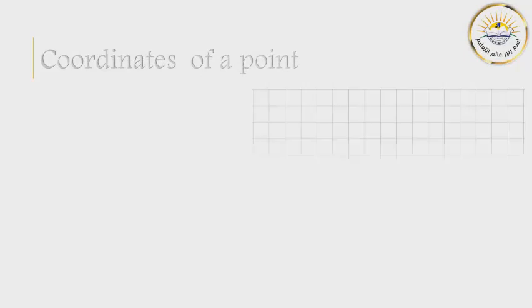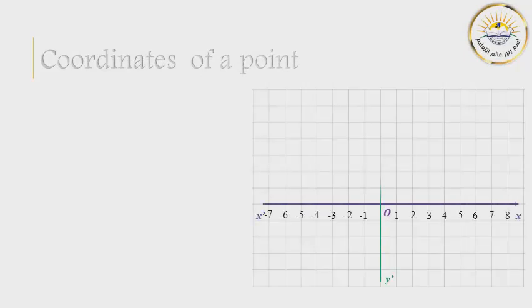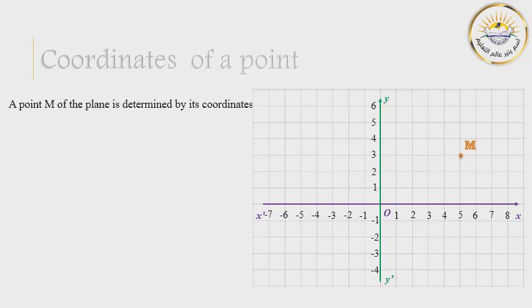Coordinates of a point. We have point M here as shown in the figure. A point M of the plane is determined by its coordinates. How do we know that this point exists here? We know this information by giving its coordinates. But how do we get the coordinates of a point?